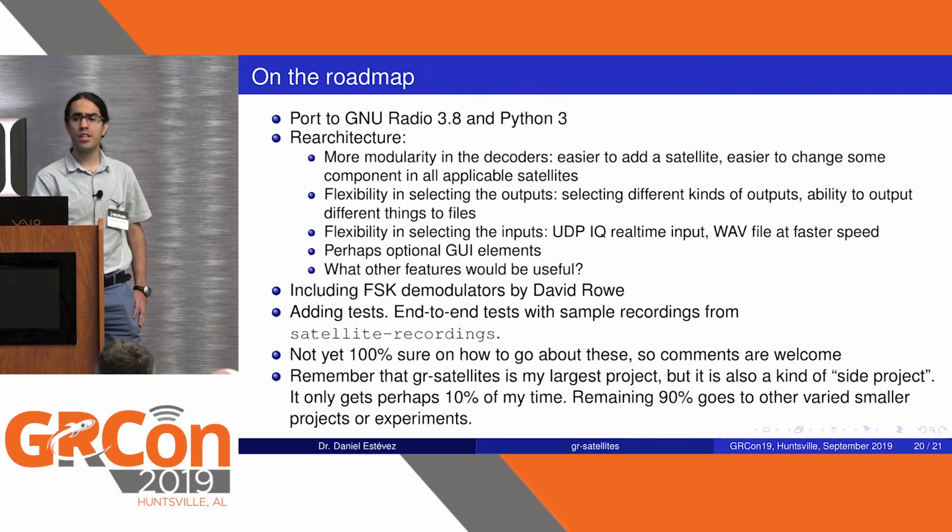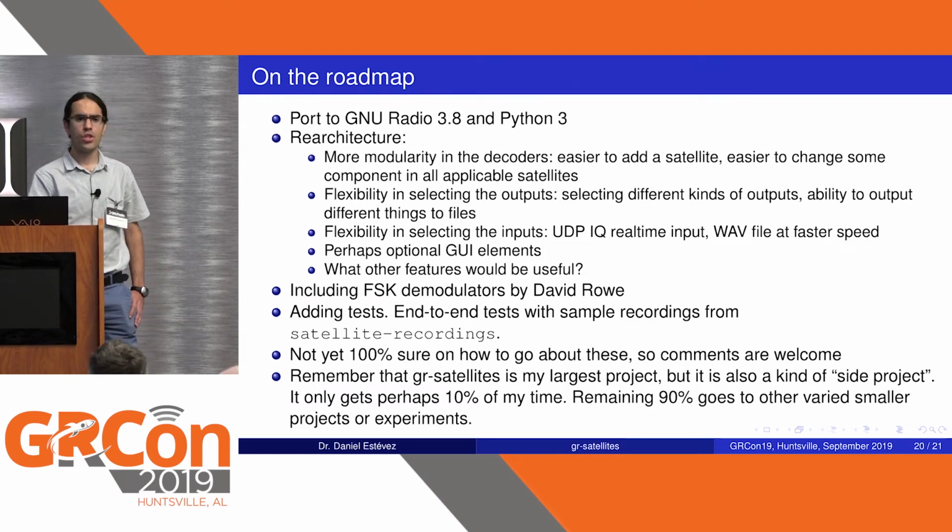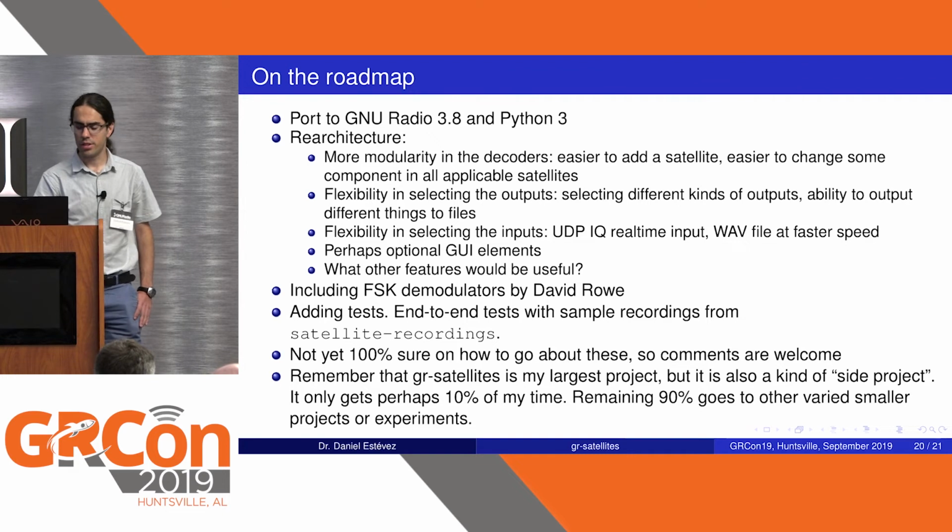And as you can imagine, many satellites use the same kind of forward error correction or modem or things like that. So there is a lot of repetition between different flow graphs. I would like to take a more modular approach to solve all this repetition, and also so that it is easier to add a new satellite just by specifying the modulation used and the kind of radio or protocols, and then the decoding chain would be automatically built by taking those components.